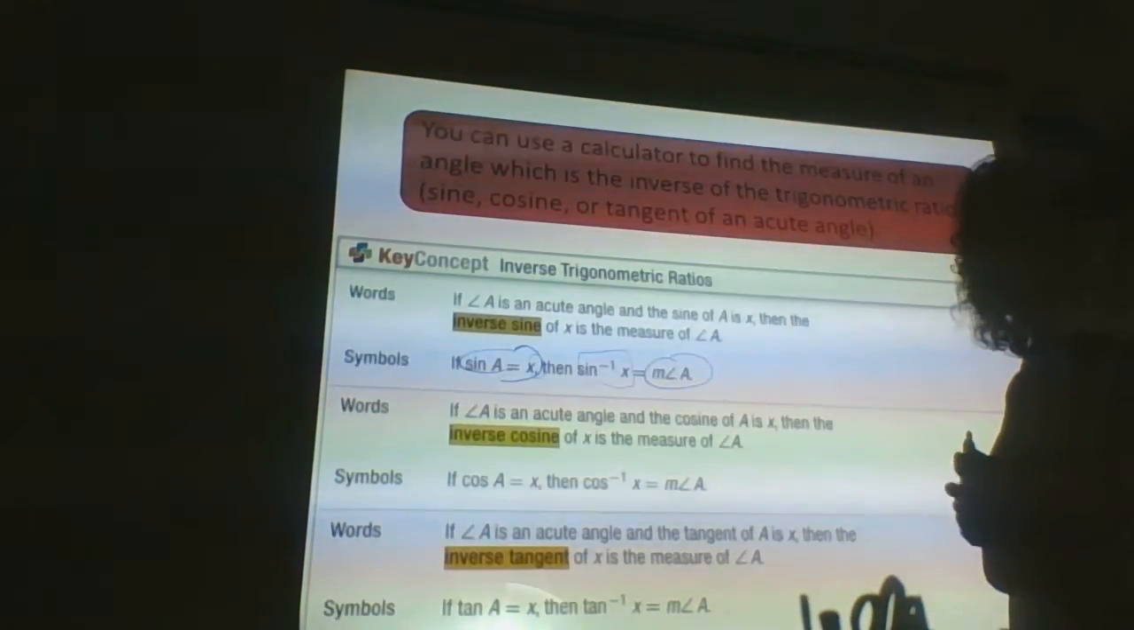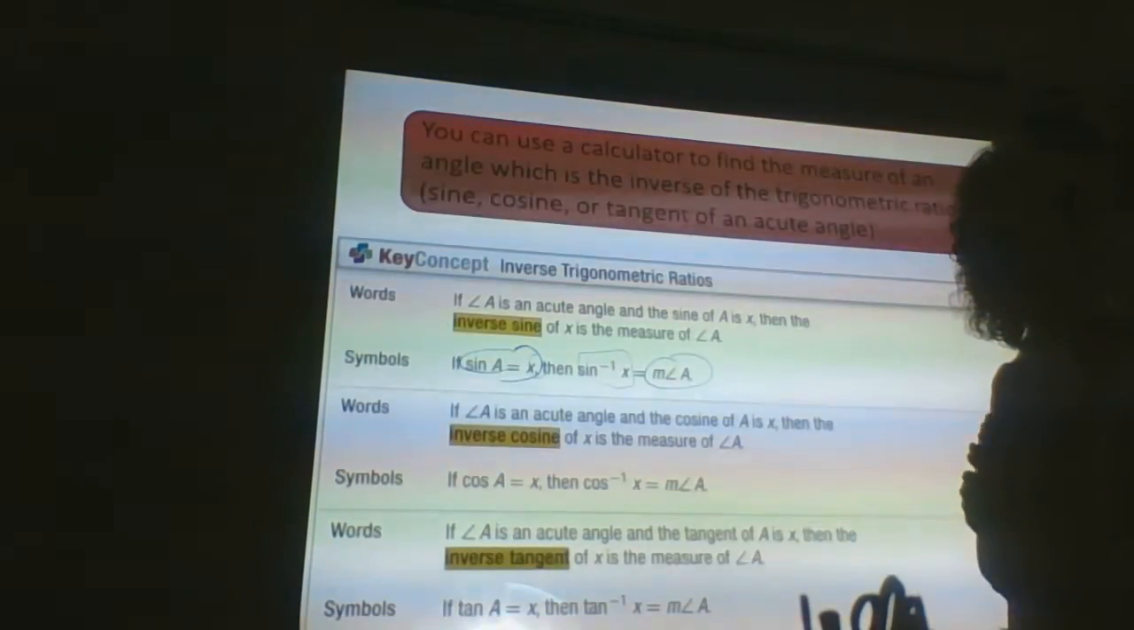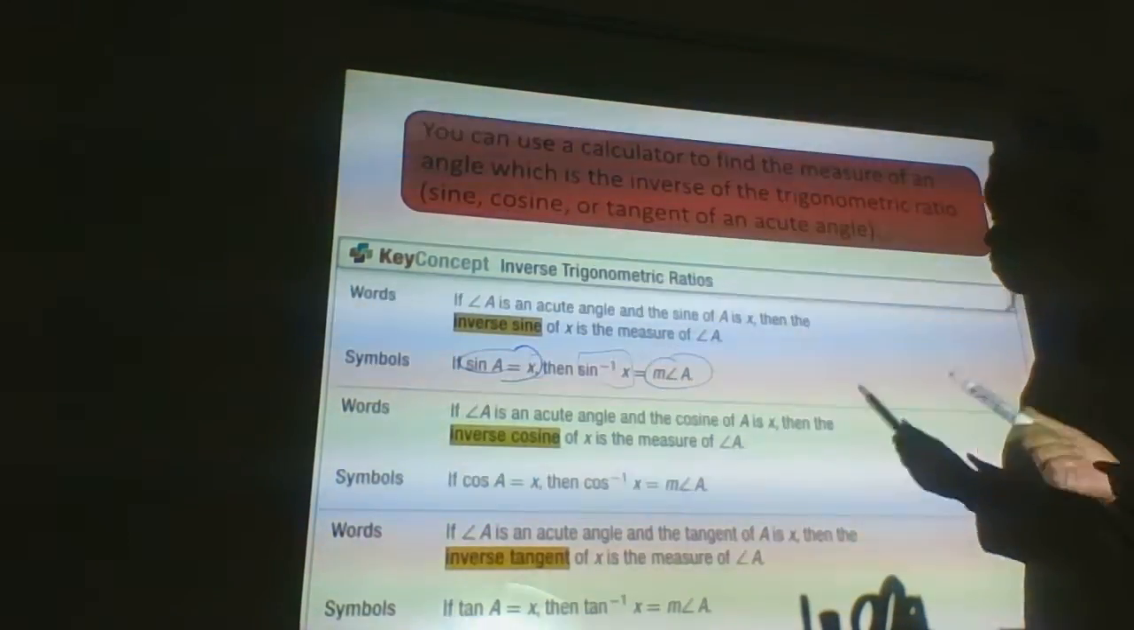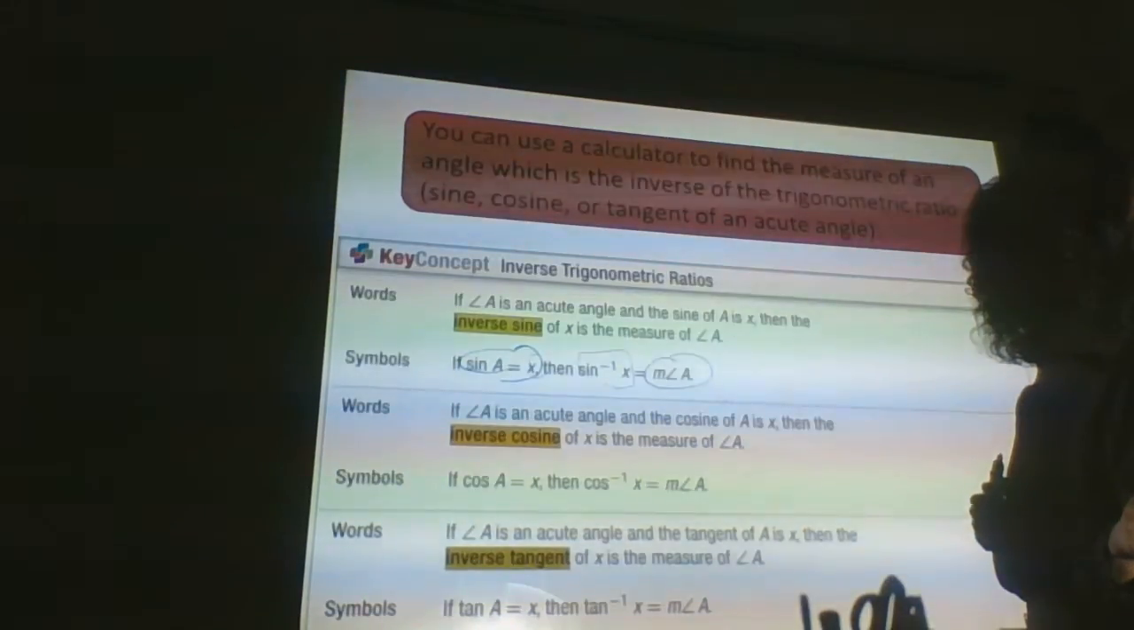Vocabulary. So this should be familiar because we went through the vocabulary. You had to complete the vocabulary earlier.